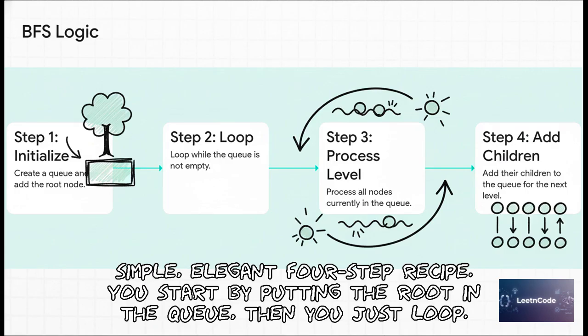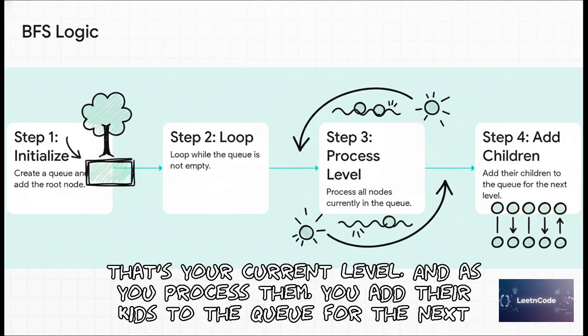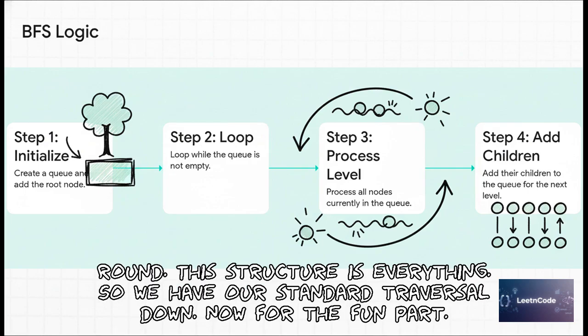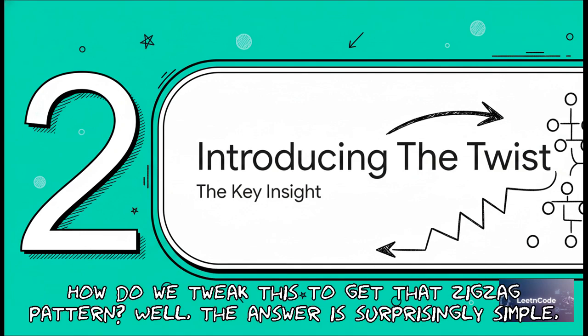It's really this simple, elegant, four-step recipe. You start by putting the root in the queue. Then you just loop. And inside that loop, you process all the nodes that are currently in the queue. That's your current level. And as you process them, you add their kids to the queue for the next round. This structure is everything. So, we have our standard traversal down. Now for the fun part. How do we tweak this to get that zigzag pattern?